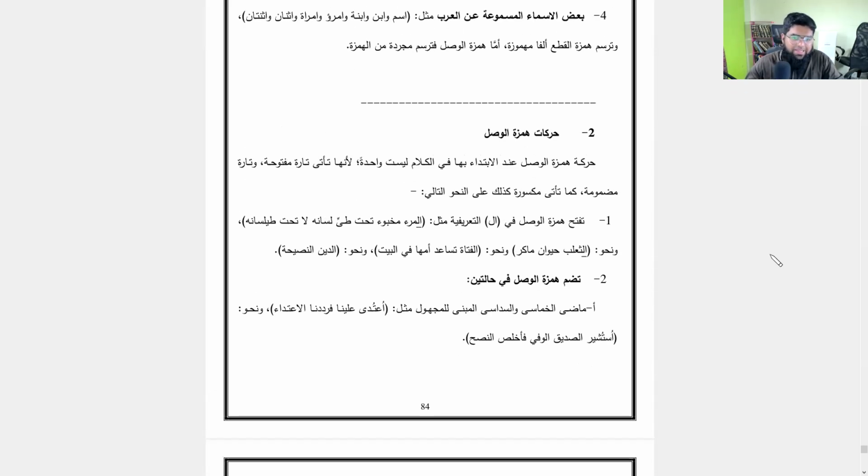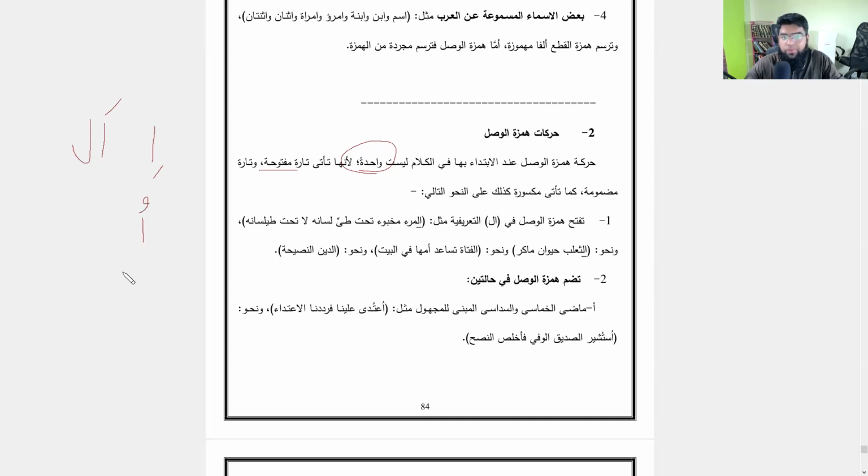Okay, the second topic. Harakatul Wasl عند الابتداء بها في الكلام ليست واحدة. Hamzatul Wasl, right? Ibnun, ismun. It has a kasra. You can see ibnun. And then al has a fatha. So it's not one. لأنها تأتي تارة مفتوحة. Sometimes it comes مفتوحة. Sometimes مضمومة. In amr it will be dhamma, unsur. كما تأتي مكسورة كذلك للنحو. It will come kasra also.